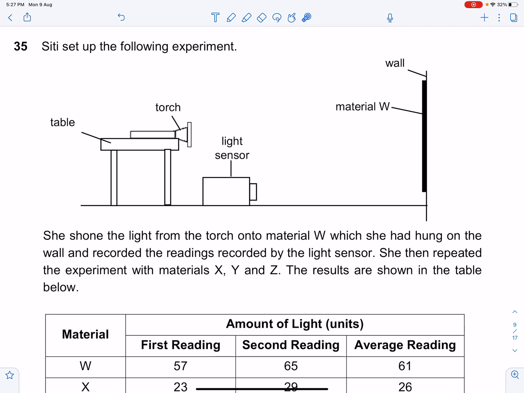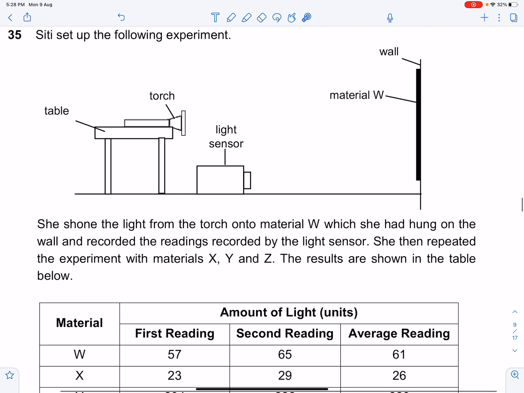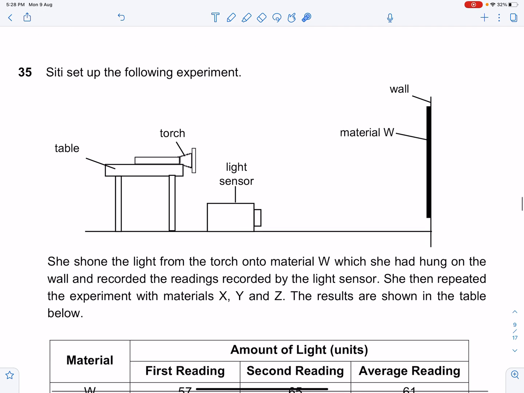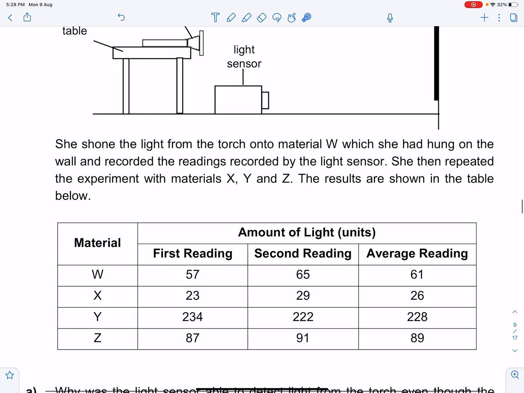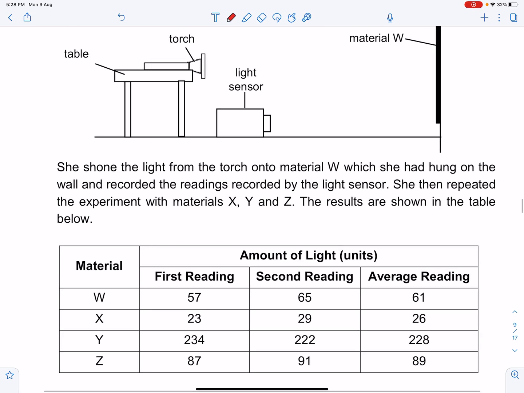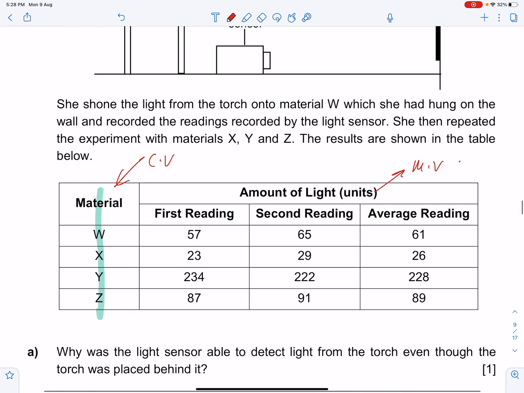Okay, Siti set up the following experiment. She shone the light from the torch to material Y, which she had hung on the wall, and recorded the readings with a light sensor. She then repeated the experiment with materials W, X, and Y. The results are then shown in the table below. Okay, so in experimental setup, before we even get to there, right off the top, I know I'm dealing with a question on light and shadows. The next thing I realize is that the change variable, which I have to annotate, is very important. So the change variable in this case would be your materials, and the measured variable would be the amount of light. Okay, let's go on.